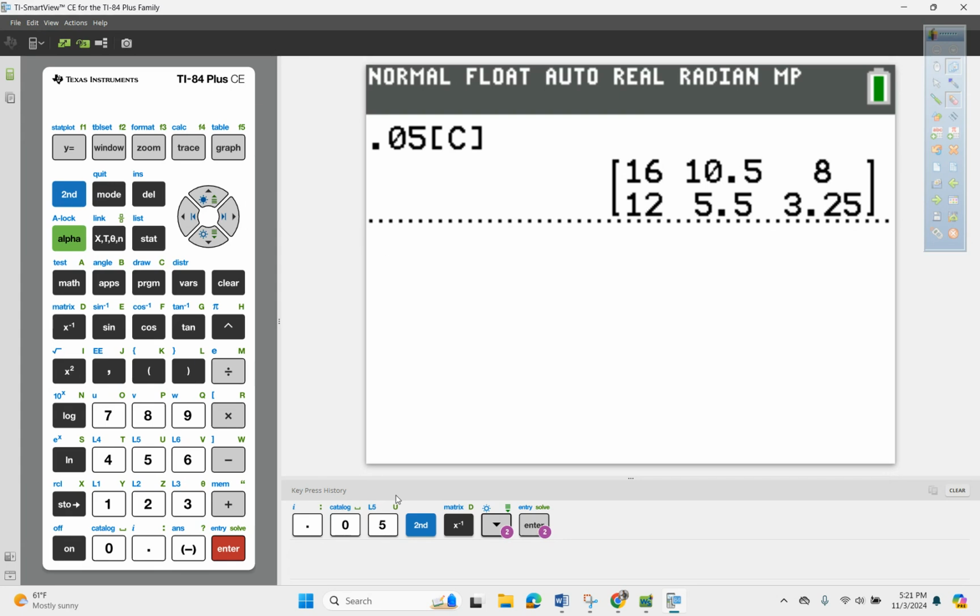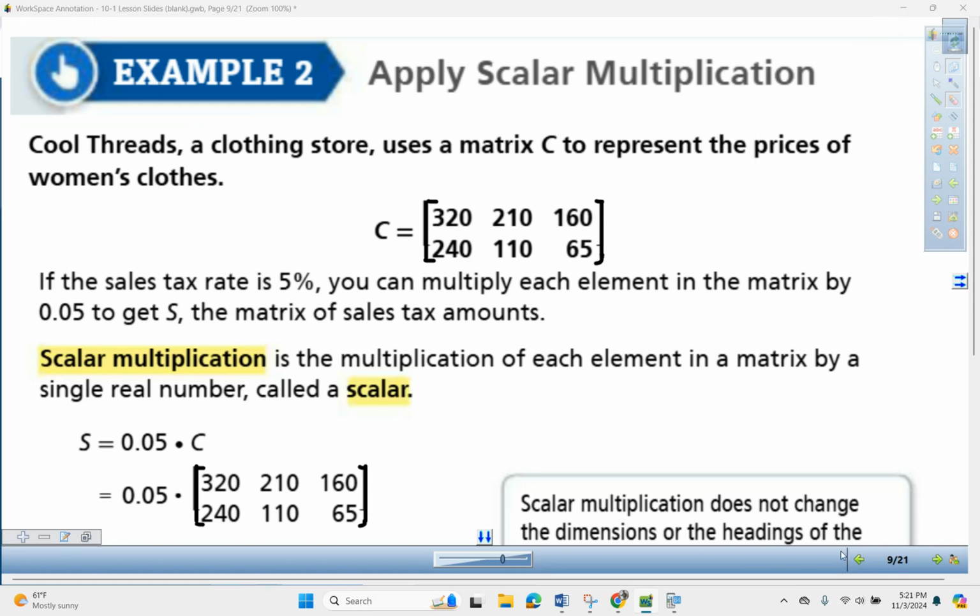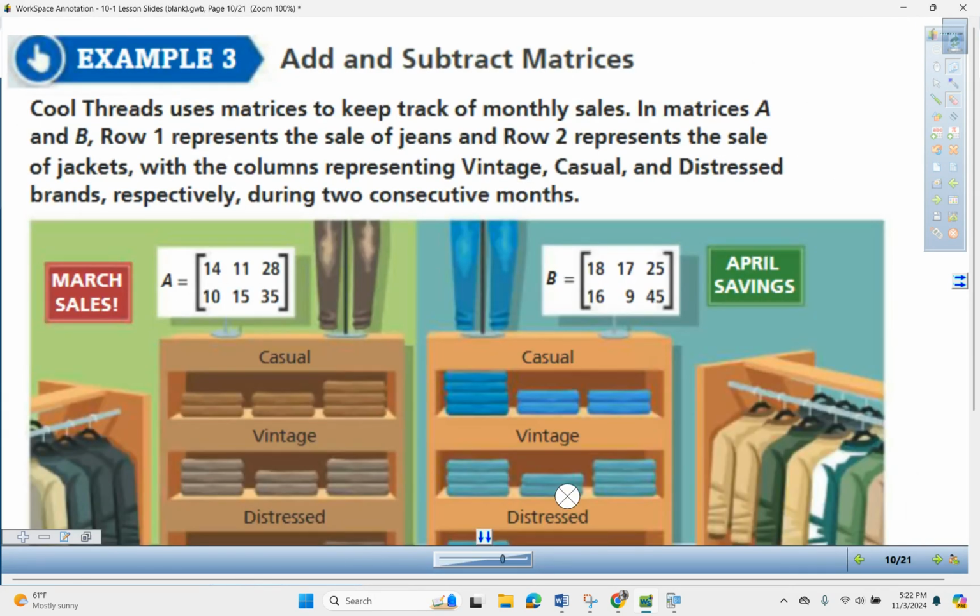It's just a good opportunity to get our feet under us as we get used to using these different features. Okay, so let's drop this guy out and let's go look at our next example. Example 3, we're adding and subtracting matrices. Cool threads. Okay, uses matrices to keep track of monthly sales.